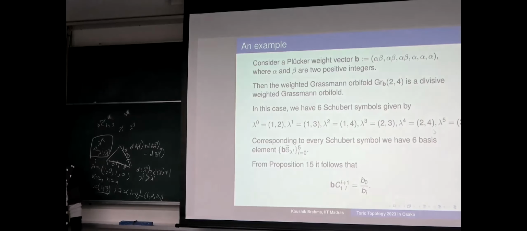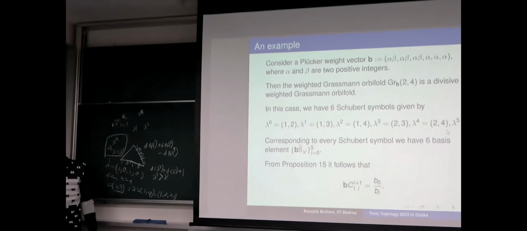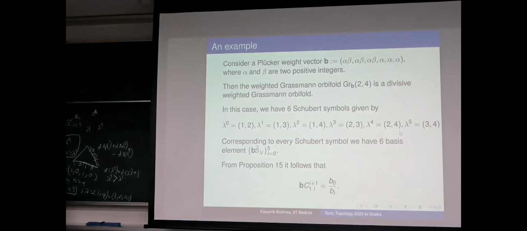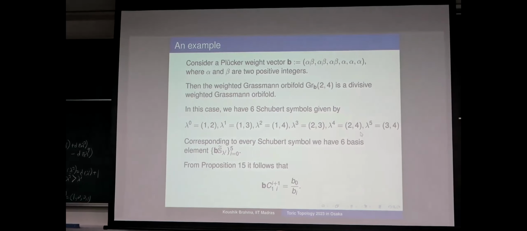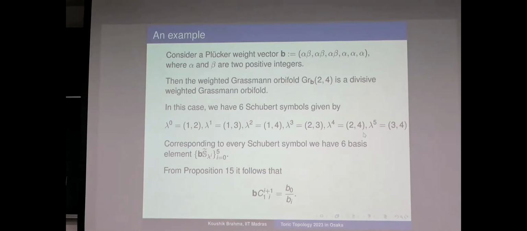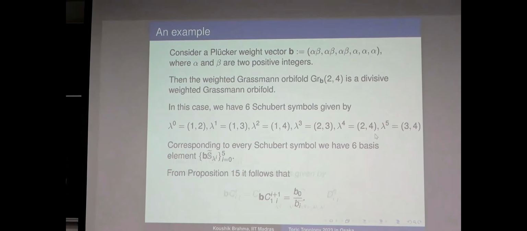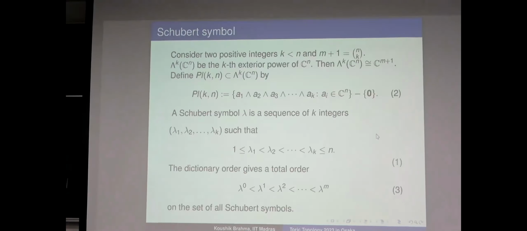Consider the Plücker vector, where the first three components are alpha, beta, and the last three components are alpha. Here alpha and beta are any two positive integers. This is a Plücker vector, because we can check the summation of the first component and last component satisfies this assumption.